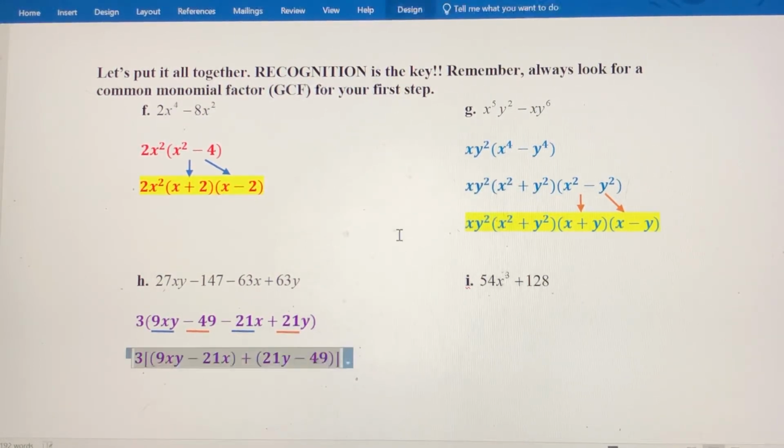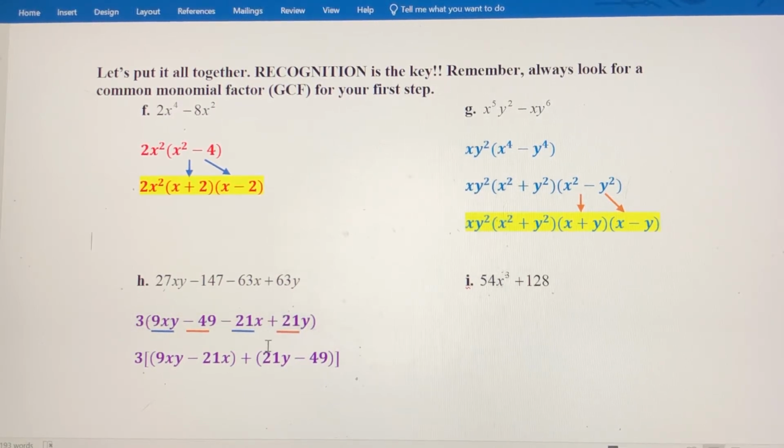Okay. So I'm going to group the 9xy and the negative 21x. You can see that here. Notice I've used brackets to help my separation here. And I've got negative 49 and 21y. Well, notice I flipped those around, okay?